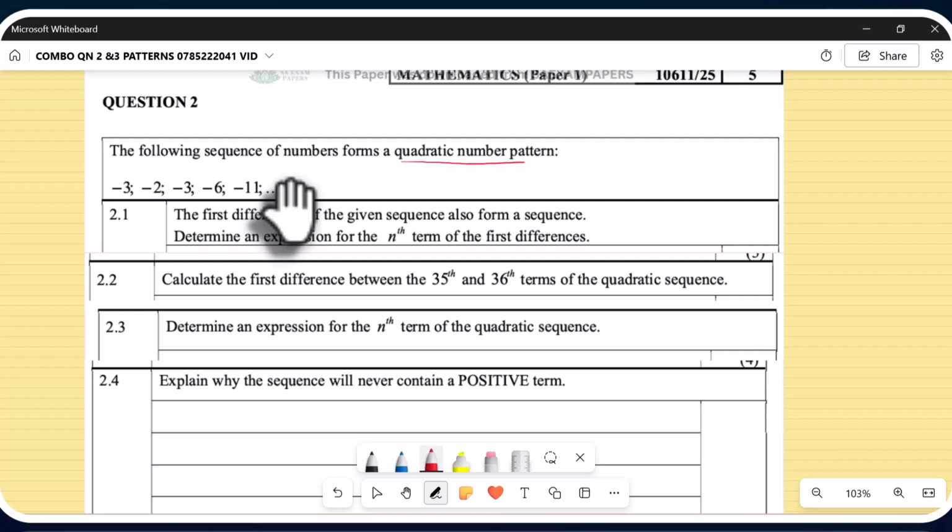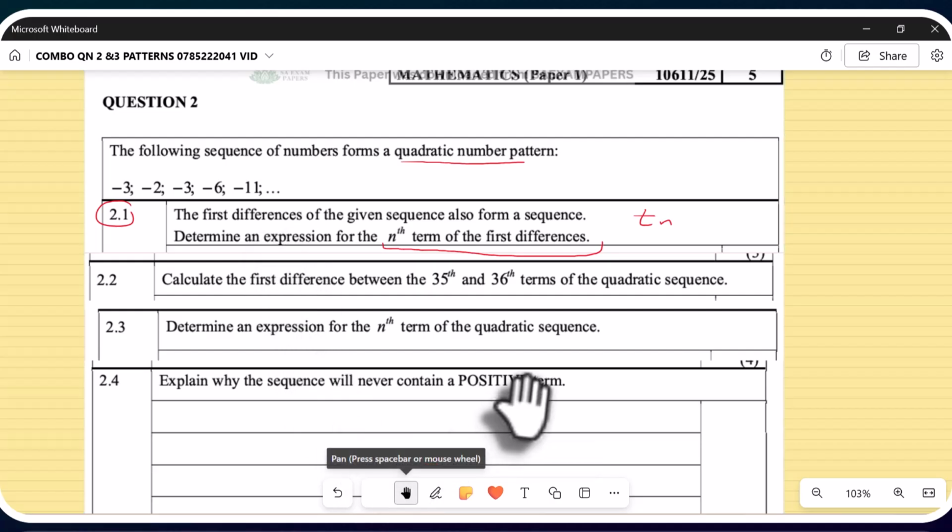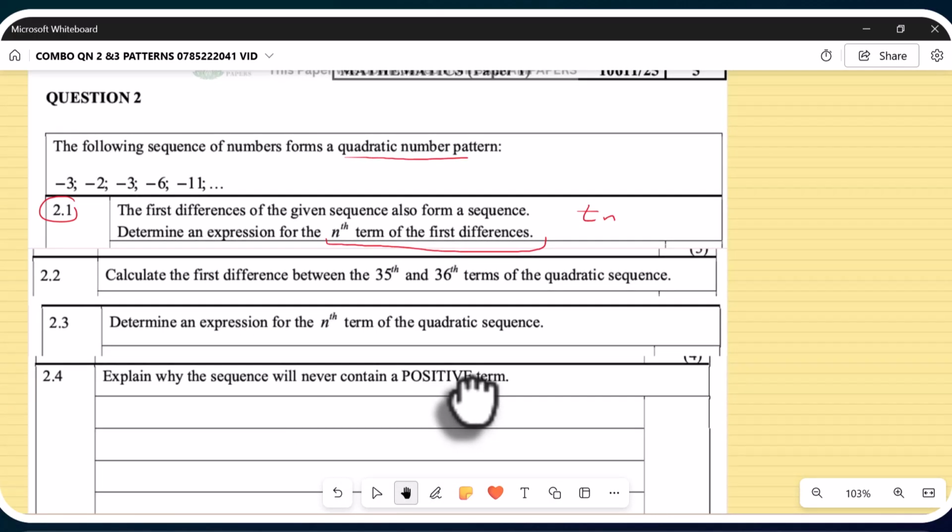The quadratic one here, which was given to me. They said here I have negative 3, then followed by negative 2, then followed by negative 3 again, and negative 6, negative 3 again, and negative 3 again here, and then negative 6. And then lastly, negative 11, negative 11. Okay, so here I have negative 11.